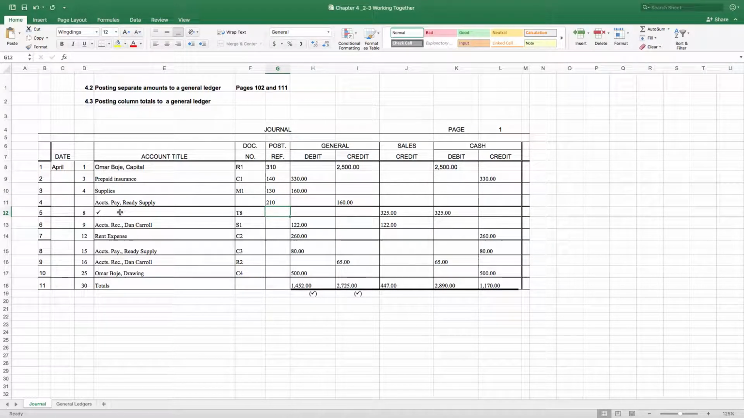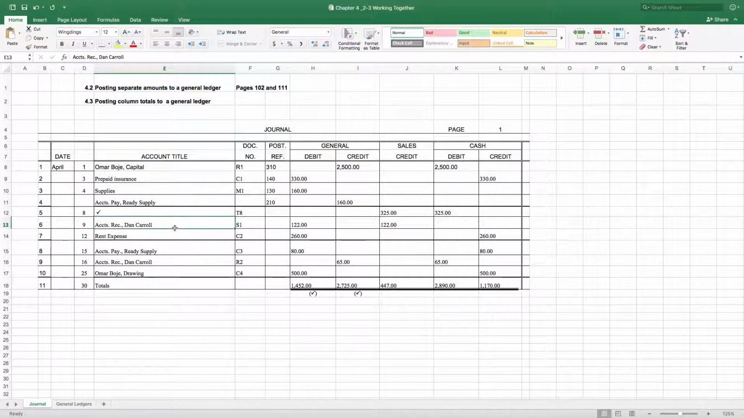Notice that our next row has a check mark. We never do anything with that. So you skip it. You go to the next account here. Now, I will explain that. This check mark signifies that special amount columns were used for this transaction. Those special amount columns will be sales and cash. That's exactly what that means.